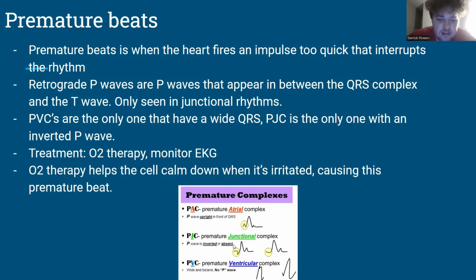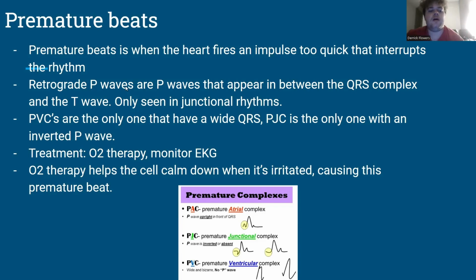Now, PJC, you either have absent P waves, inverted P waves, or something up here, which I called retrograde P waves. Premature junctional complex is the same thing as the atria, except the AV node conducts a beat early. PVCs, premature ventricular complexes, are wide complexes that have no P waves. They look ugly when you see them. It is very noticeable to see a PVC.